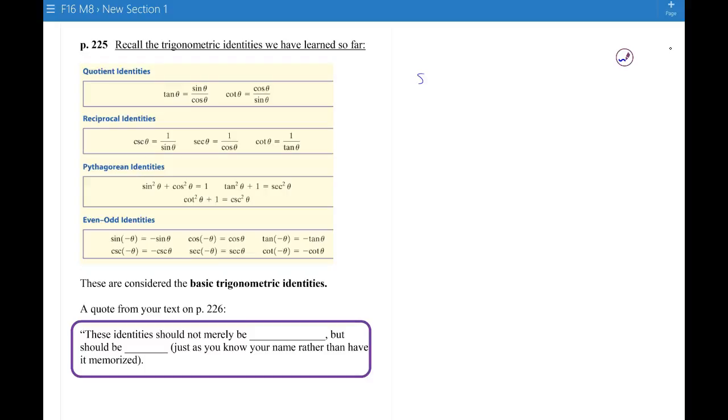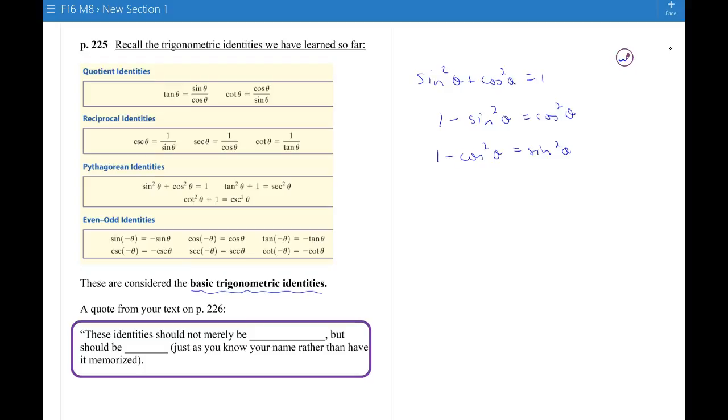So remember that if we have sine squared of theta plus cosine squared of theta equals 1, then it must also be true that 1 minus sine squared of theta equals cosine squared of theta. And 1 minus cosine squared of theta must also equal sine squared of theta. These can all be rearranged 3 different ways, since there's 3 different terms. And then remembering the even odd identities can help with simplifying. And these are considered the basic trigonometric identities that you need to just know like you know your name.